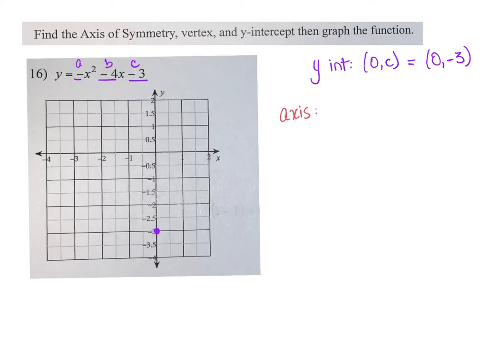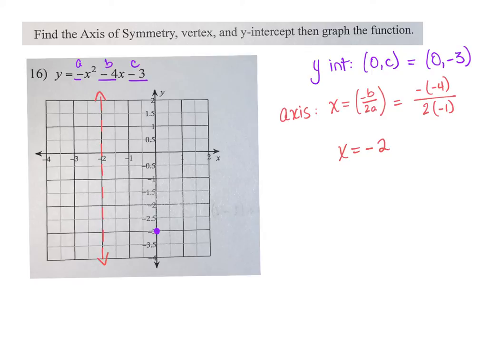The next thing I can find is my axis. My axis is x equals negative b over 2a, right? So for this one, negative b, well, that is negative 4 over 2 times negative 1. So I have 4 over negative 2, so my axis is x equals negative 2. And so I can draw that dashed line on x equals negative 2 here.